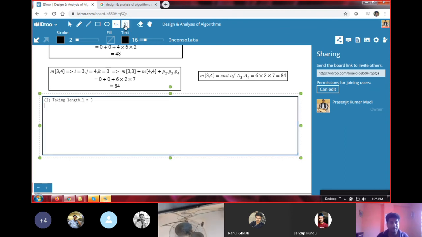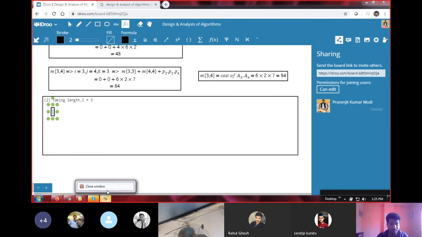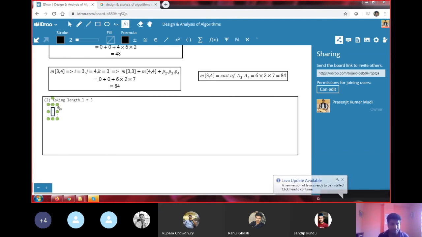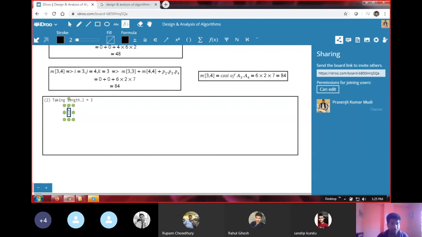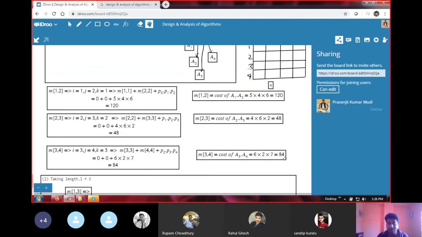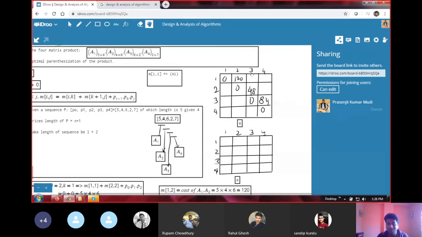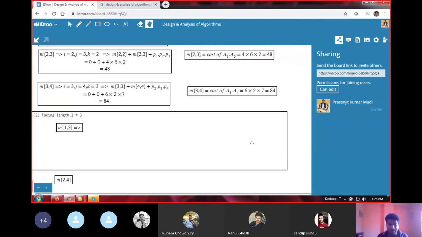So what we are getting? So first we will get here M13, okay, and we will get M24. So these are the only two possible sequences or costs of sequences. Okay, because we have M13 means this position, M24 means this position. So these are the only two positions available at this moment.